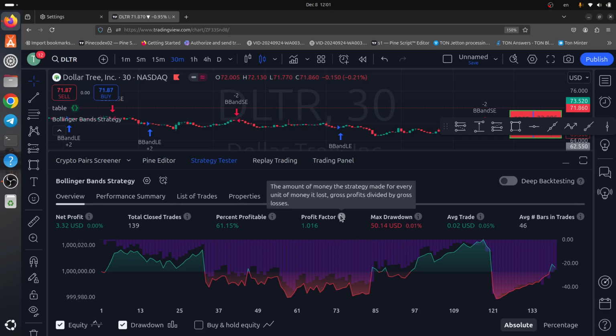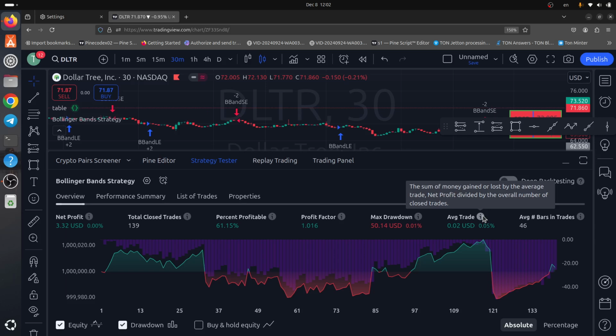Profit factor is the amount of money the strategy made for every unit of money it lost. Max drawdown is the greatest possible loss this strategy had compared to its highest profit. Average trade is the sum of money gained or lost by the average trade. A good strategy, I think, for example, if net profit is 10%, max drawdown should be 1%. But a strategy with zero is not a good strategy.